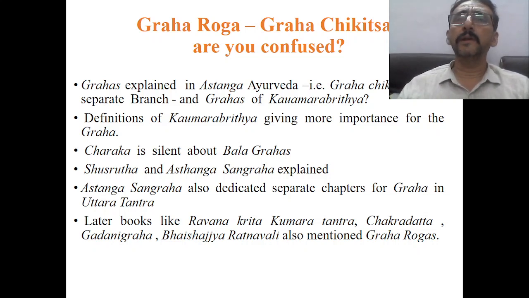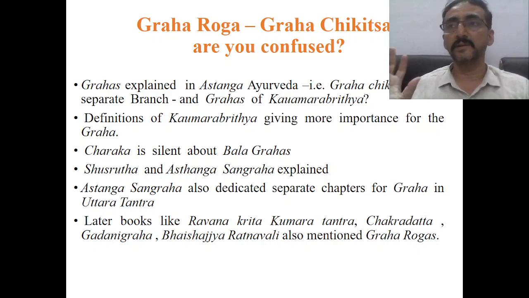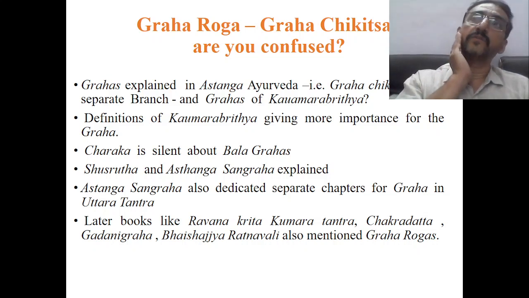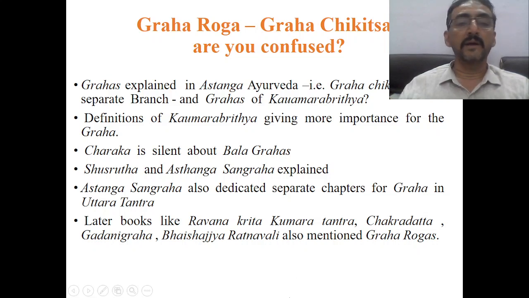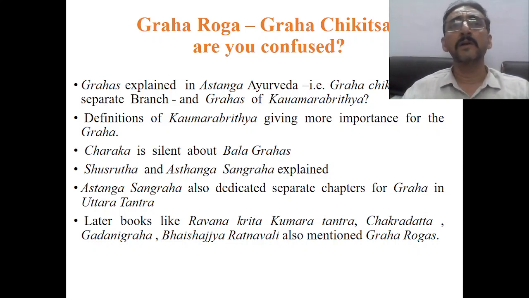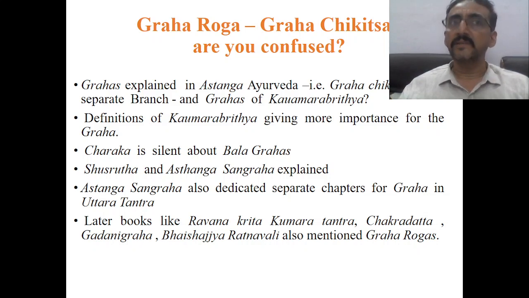And if you look into Ashtanga Sangraha, he dedicated so many chapters in Uttar Tantra for the Grahas, okay? Graha Pratisheda, Bhuta Pratisheda, Pishacha Pratisheda, then Skanda Pratisheda. So like that, for the different Grahas also he mentioned different chapters. So this type of attribution is absent in some of the other Samhitas except Ashtanga Sangraha. Later books like Ramanakrita Kumar Tantra, then Chakradatta, Gadanigraha, Vaishajaratnavali also mention Graha Rogas. And Agni Purana also mentions so many Graha Rogas. Another book written by Kalyana Vaidya is also mentioning some of the Graha Rogas. Of course, it looks like a repetition of what is mentioned in the Samhitas, except for some minute differences.